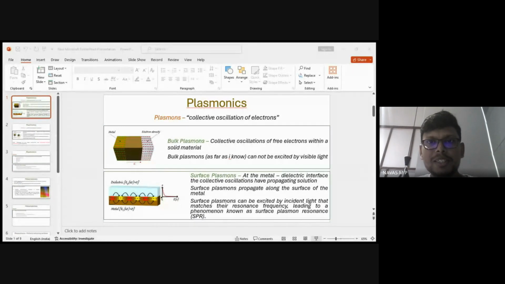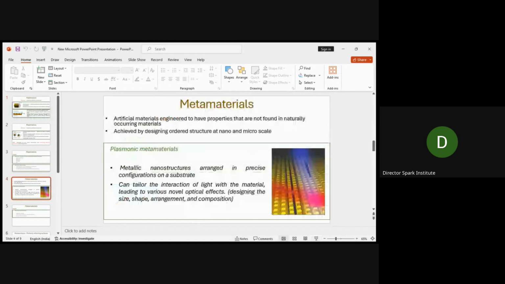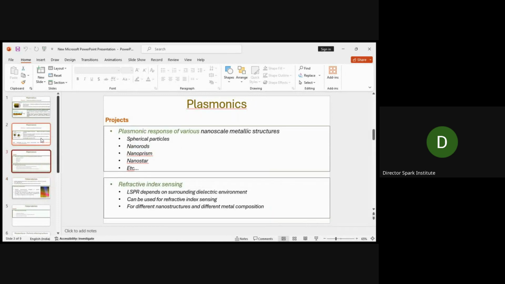So the next project is on a different aspect, which is metamaterials. Hello, sorry to interrupt you. The screen we are still seeing is the plasmonics. It is visible, but it is not moving. So now metamaterials. I think even the last slide they didn't see. Can you just show it? Maybe you already explained it, but they didn't see.